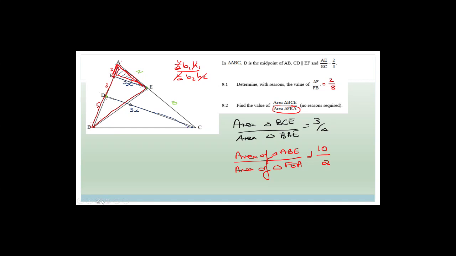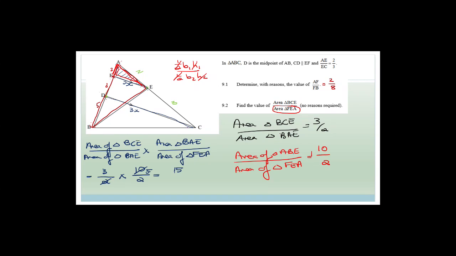Can you see something cool? We can actually relate these two. We can say the area of triangle BCE over the area of triangle BAE, multiplied by the area of triangle BAE over the area of triangle FEA. BCE over BAE is 3/2, multiplied by BAE over FEA, which is 10/2. We can cancel this 2 and get a 5. So 3 × 5 is 15/2. Therefore, the ratio of the area of BCE over the area of triangle FEA is just 15/2.